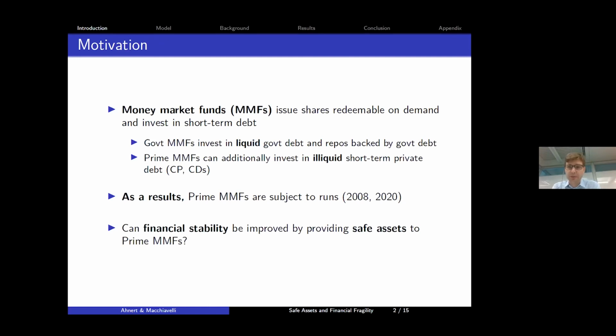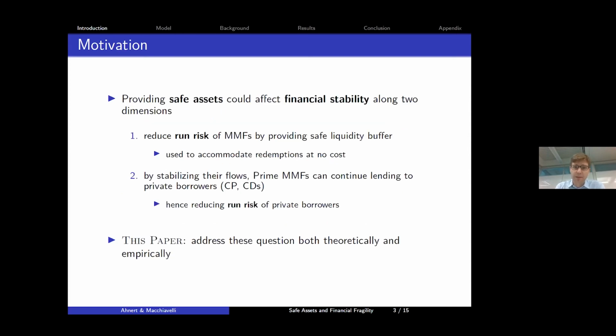The question we are trying to address in this paper is to study whether financial stability could be improved by providing safe assets to these prime money funds. In principle, providing access to safe assets could affect financial stability along a couple of dimensions. At the level of the money fund, it could reduce the run risk by giving them a safe or liquid buffer. Then whenever these funds face redemptions, they can accommodate these redemptions without having to liquidate assets at a cost.